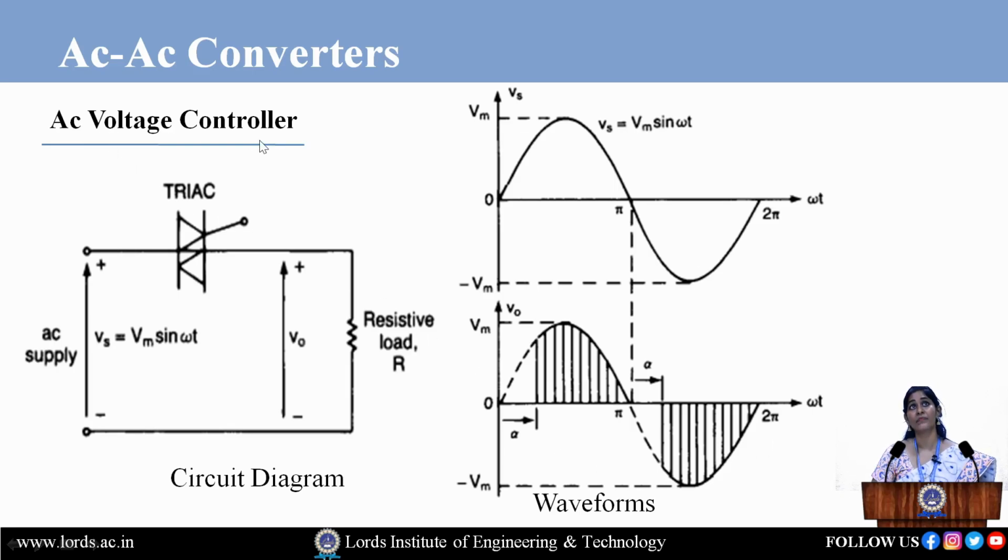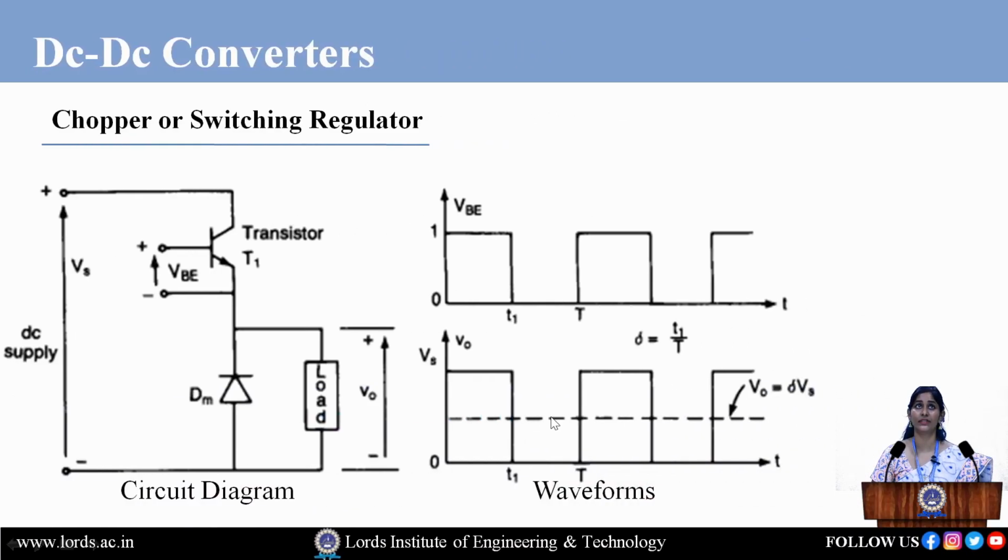As we saw in the previous circuit, by adjusting the firing angle, we can control the output here. Coming to the next converter, the DC to DC converter. A DC to DC converter is normally called a chopper circuit, and we can also call it a switching regulator, and it is mostly used in SMPS circuits.